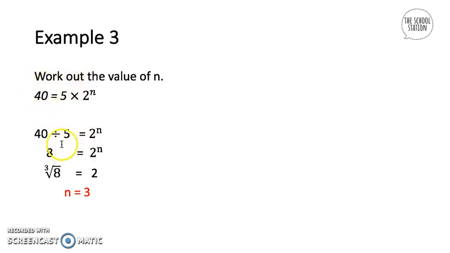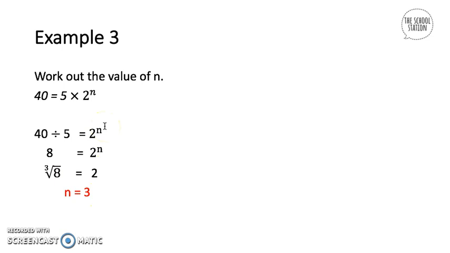So 40 divided by 5 is going to turn into 8, and 8 is equal to 2 to the power of n. This 2 is the base number over here, so we have to try to find something such that 2 to the power of something is equal to 8. So what I did was I did the cube root of 8, which is 2. So n is equal to 3, because as I said, this little 3 is n. So 2 to the power of 3 is 8, and that is the value of n.